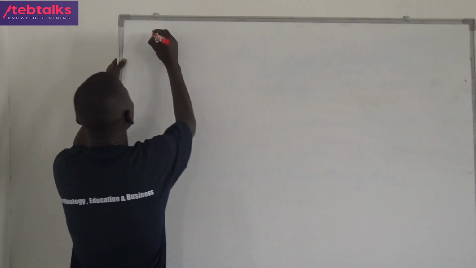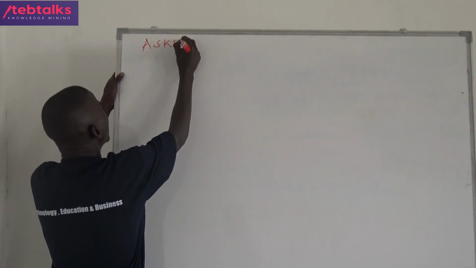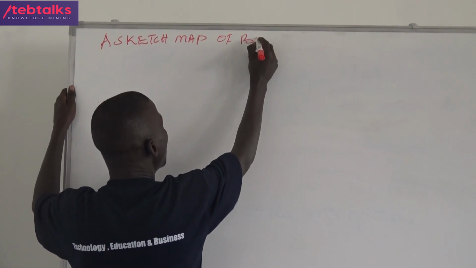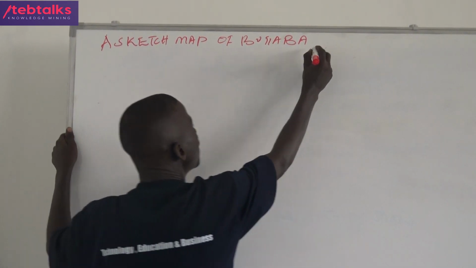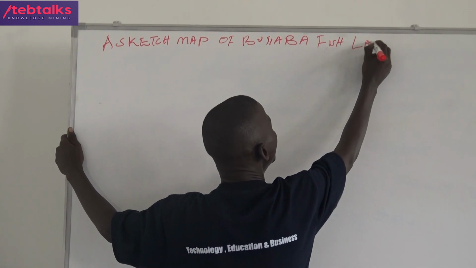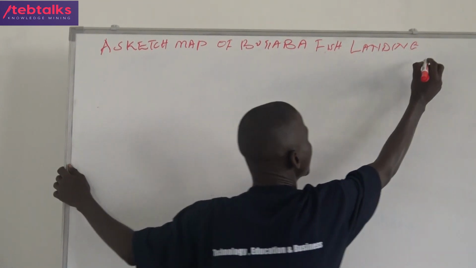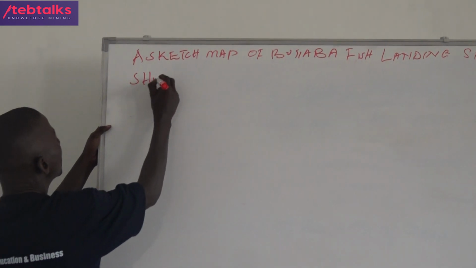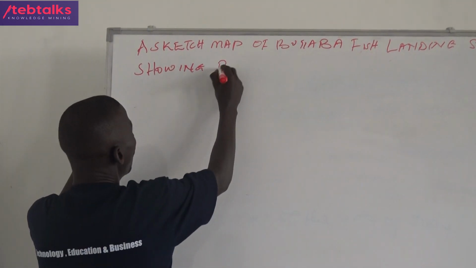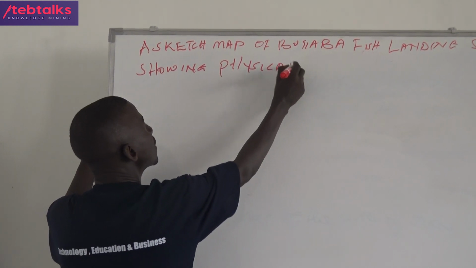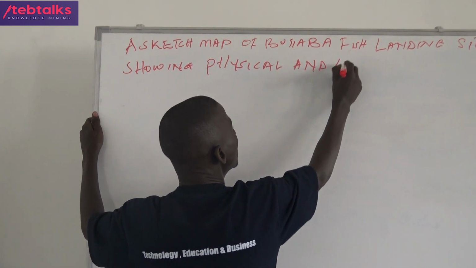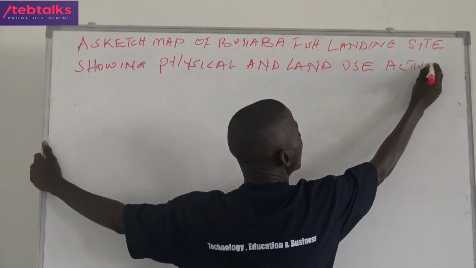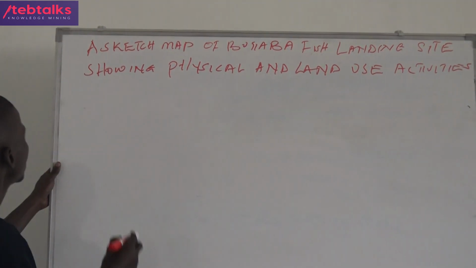The first thing is write a heading: a sketch map of Butiaba fish landing site, showing physical and land use activities. Then that becomes your heading.